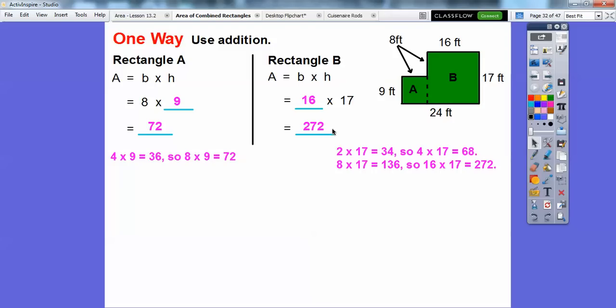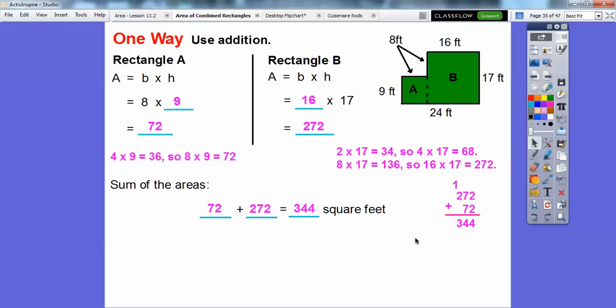Well, I have some students that know what 17 times 17 is, because that's called a perfect square. It's 289. So if 17 times 17 is 289, then 16 times 17 is 17 less, so 289 minus 17 is 272. Whatever works with you, you guys. So the sum of the areas, we're just going to add 72 plus 272. So I did that over here, and we get 344 square feet, okay?